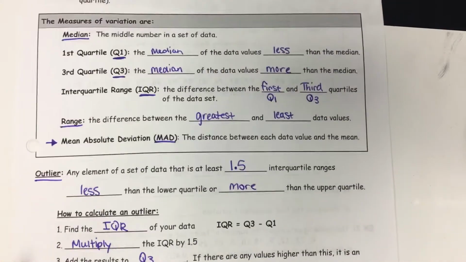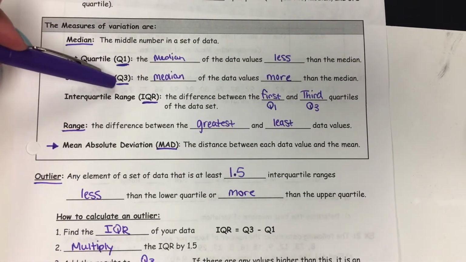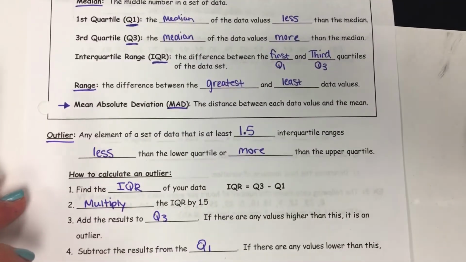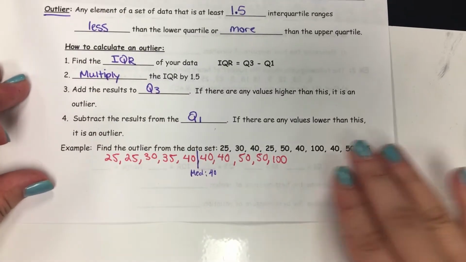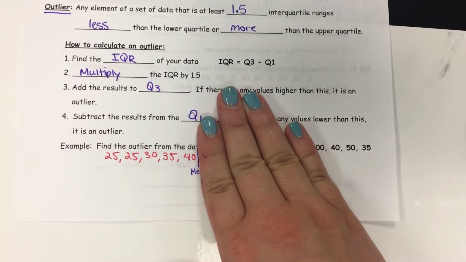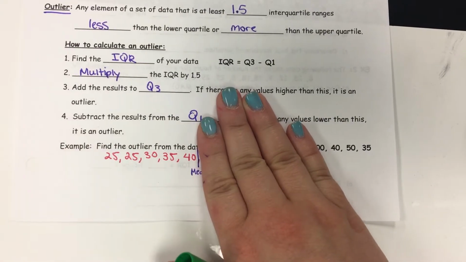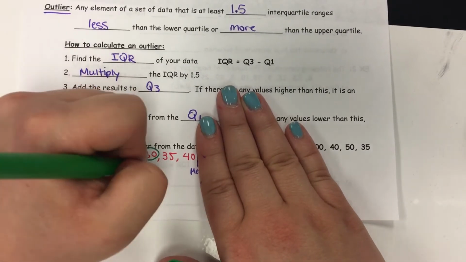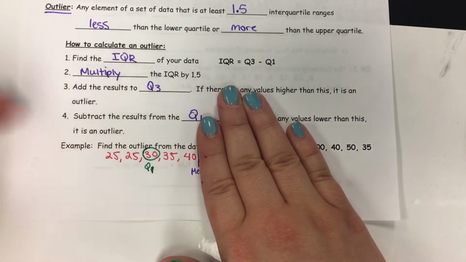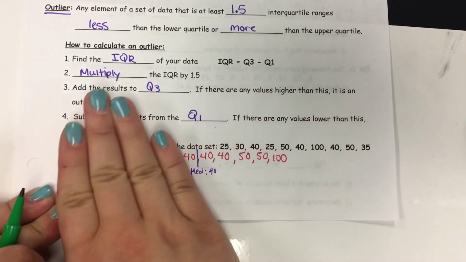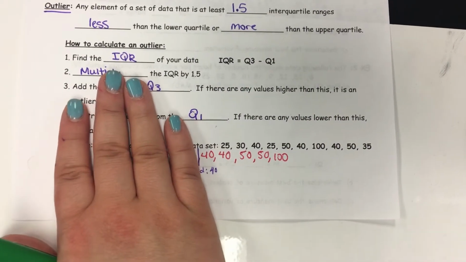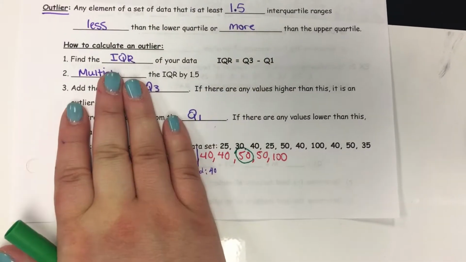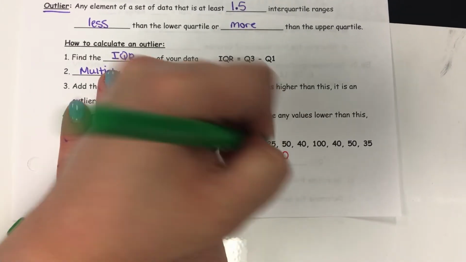Now, I want to find the first quartile and the third quartile. The first quartile is the median of all the data values that are less than the median. So I'm going to look at my data and cover up the upper half of the data, and find the median of just this lower half. Well, the median of this lower half is 30, which means that 30 is my Q1. Now I'm going to do the same thing for the upper quartile. I'm going to cover up the lower data, find the median of the upper data, and label that Q3.